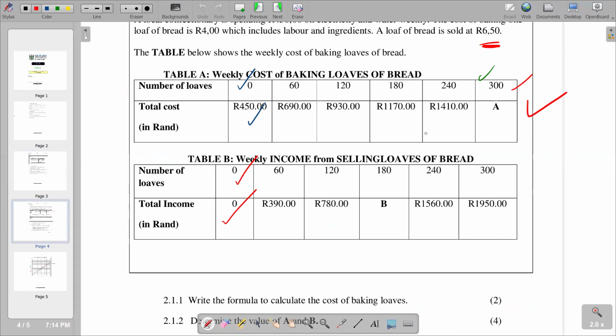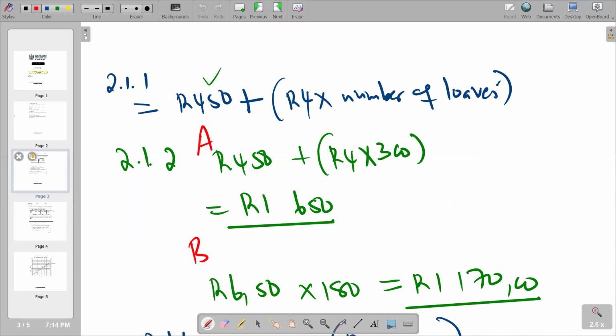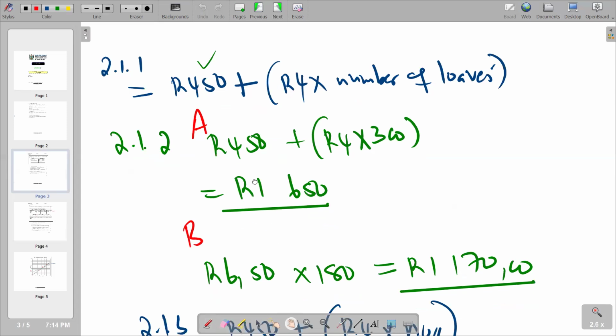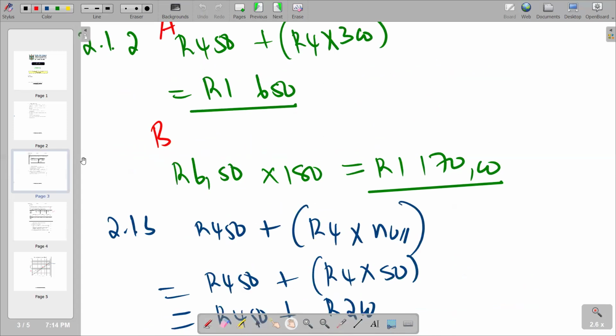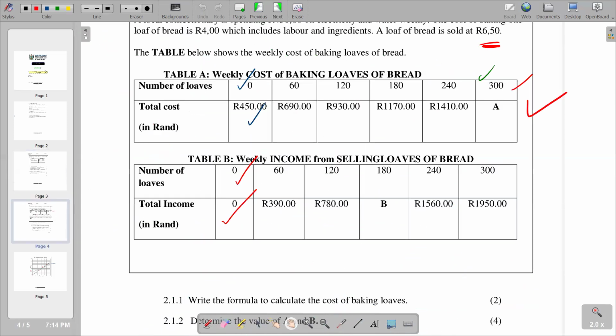And then we calculated our B. For our B, we got 1,170. So if you come here, you'd see that our B is 1,170 rands, which is the same figure that we have here. So that is the break-even point, whereby your total expenses equal total income, which is 180.